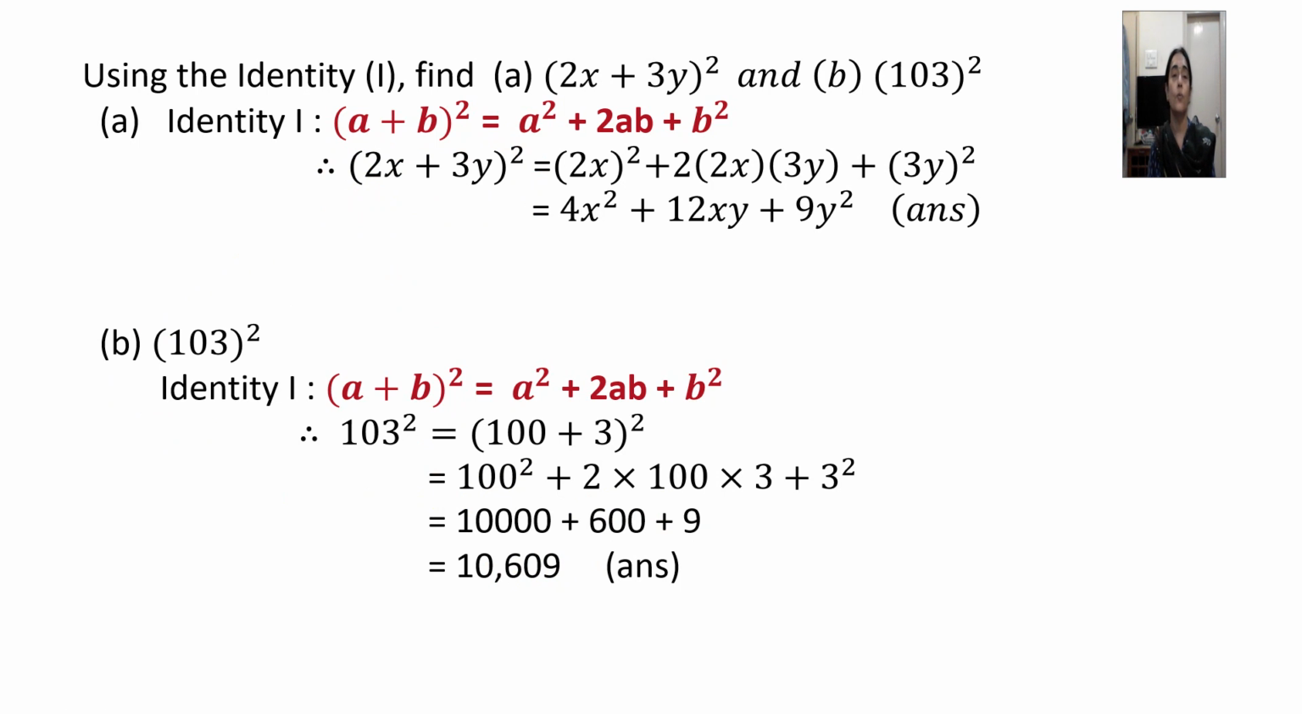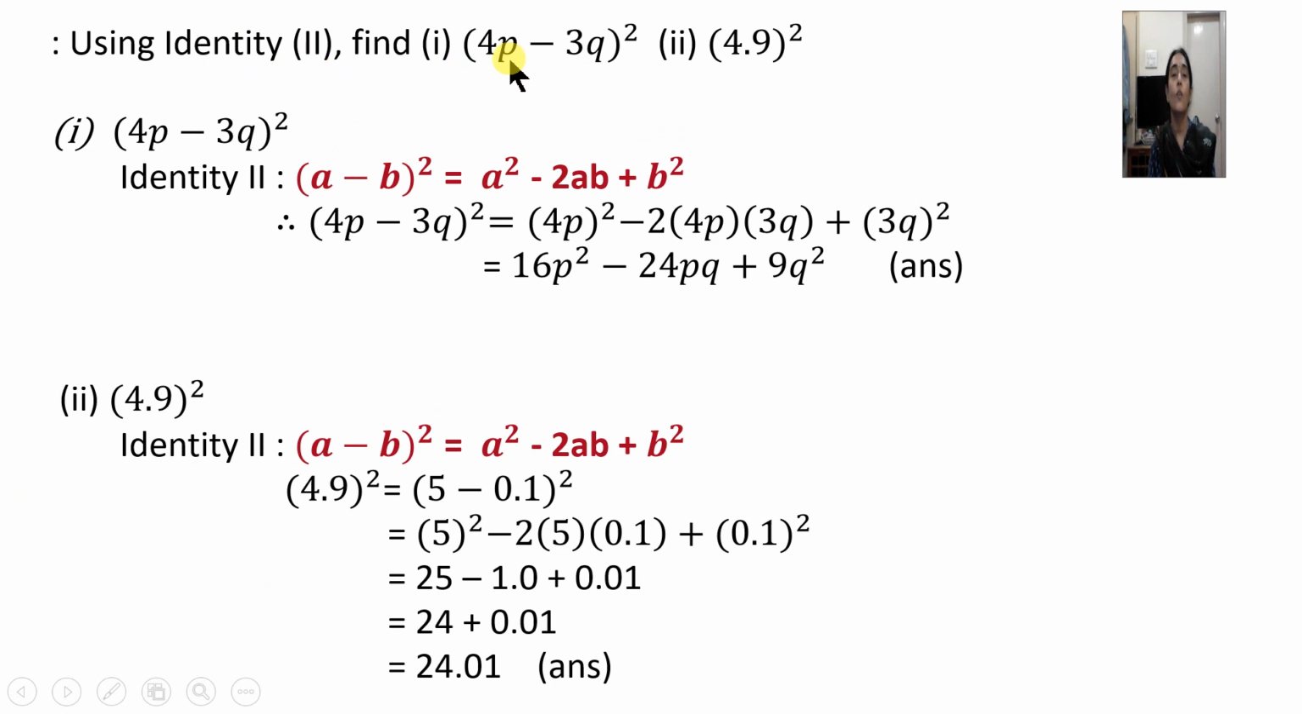Let's move to identity 2. How to find the value of the expression using identity 2. So let's go to identity 2, which is first one given is 4p minus 3q the whole square. So first one 4p minus 3q the whole square. Write down identity 2. You already know a minus b the whole square is a square minus 2ab plus b square. What is our a square here? 4p. 4p the whole square.